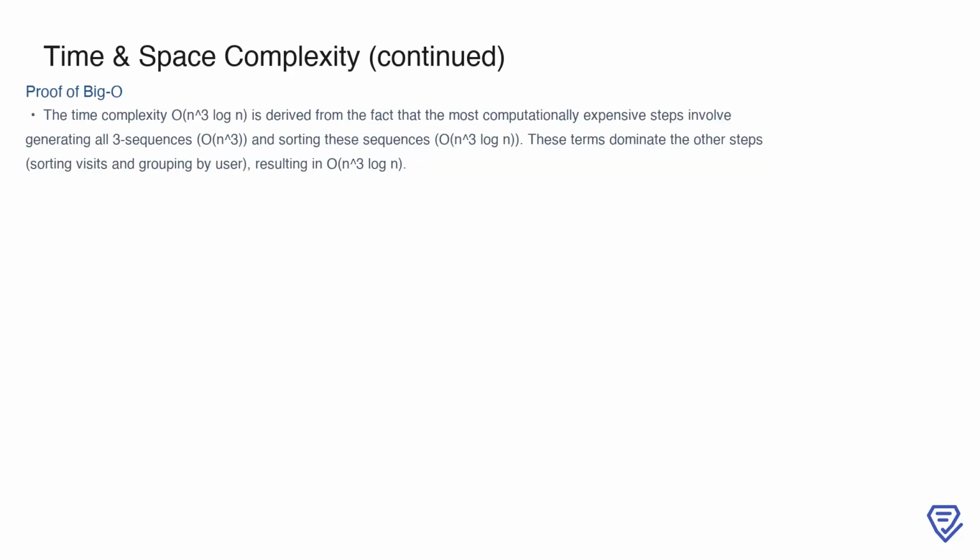Finally, we can confirm the derived time complexity of O(n^3 log n). This is primarily due to 2 computationally expensive steps: generating all 3-sequences, which takes O(n^3), and sorting these sequences lexicographically, which adds O(n^3 log n). These terms dominate the less intensive operations like sorting visits or grouping by user, so the overall time complexity is solidly O(n^3 log n). This proof reinforces that the solution is optimized for the problem's constraints, striking a balance between accuracy and efficiency.